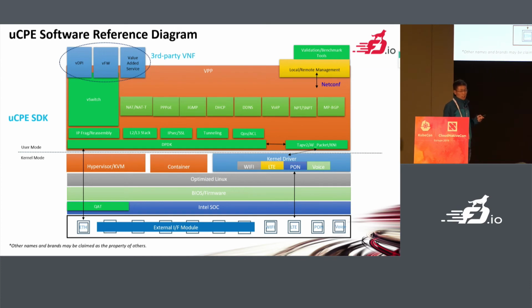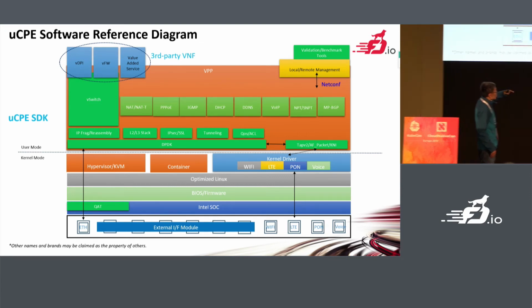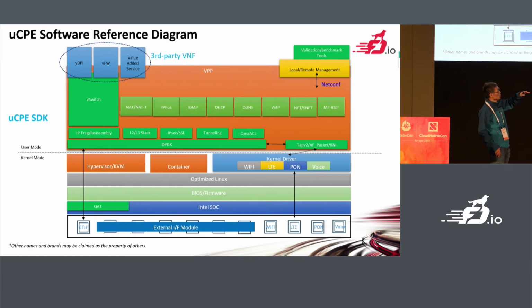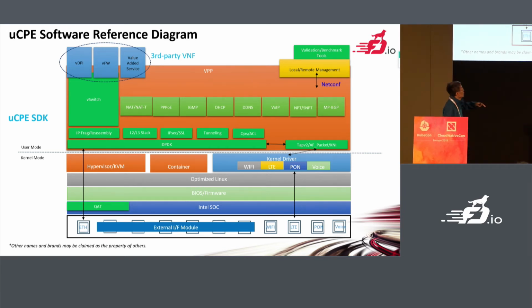Okay, this is the software design diagram for the details. Actually, we will explain it from the bottom to the top. On the bottom are the different hardwares, such as the Atom chipsets and Wi-Fi, LTE module, PON module, and voice module. And then we provide the QAT and different firmware for this uCPE box and the optimized Linux. And then we provide the hypervisor, container, and different kernel drivers to support different hardwares.